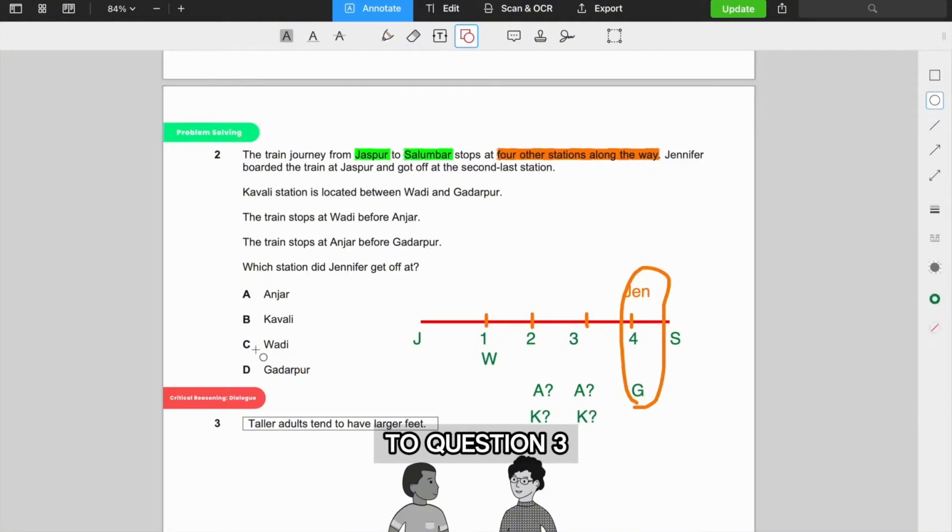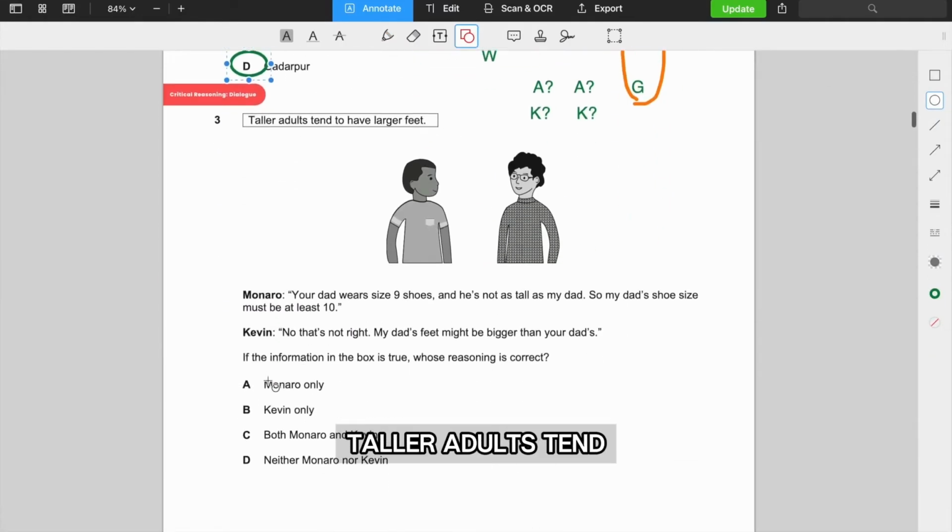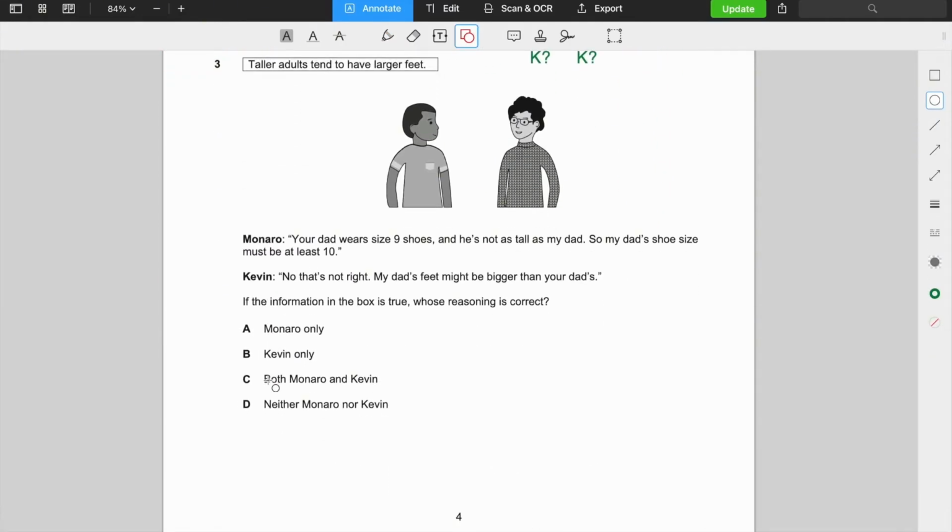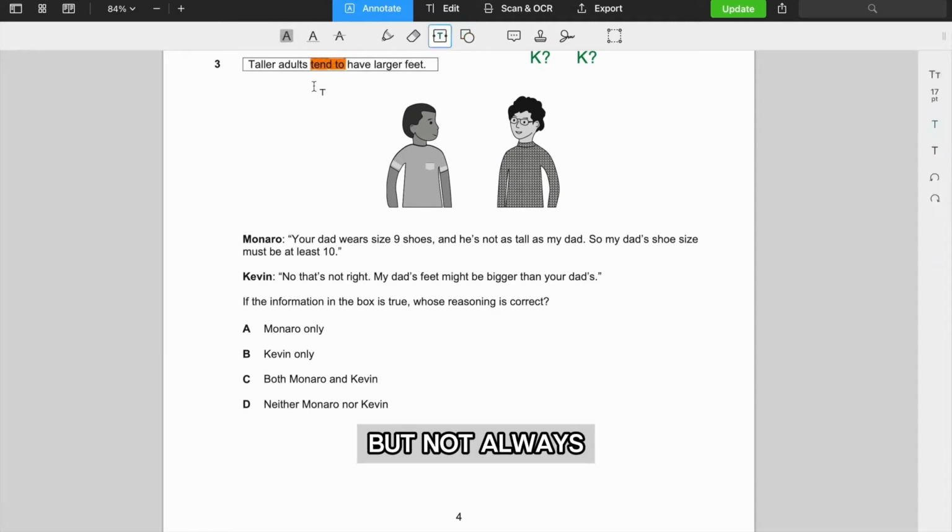Okay, moving on to question 3. Taller adults tend to have larger feet. Now the key words here are "tend to," which means usually but not always. That's really important to understand. Just because you're taller doesn't guarantee that you have larger feet. So this is not even a conditional statement. This is simply an observation pointing out a relationship, that taller adults tend to have larger feet.